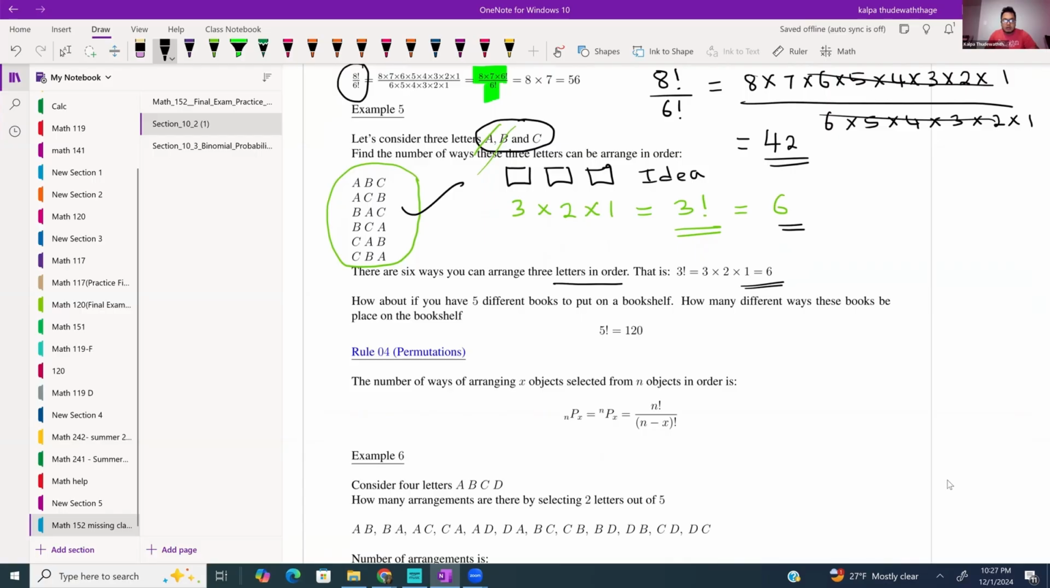That's 6. How about if you have 5 different books to put on a bookshelf? How many different ways can these books be placed on a bookshelf? In a bookshelf, you can think, okay, this is a bookshelf, and you have 5 books to put. For the first place, you can put any book, 5. For the next position, you put a book here already, so you have 4 books available. You can put anything here out of your 4 books, right? And if you put 2 books already, so only 3 options could go here, and so on. You get 5 factorial. This is a nice thing.